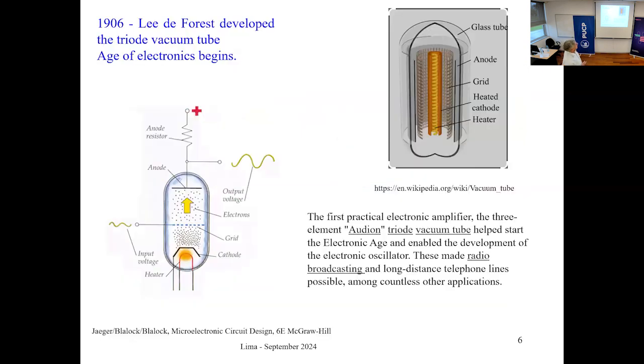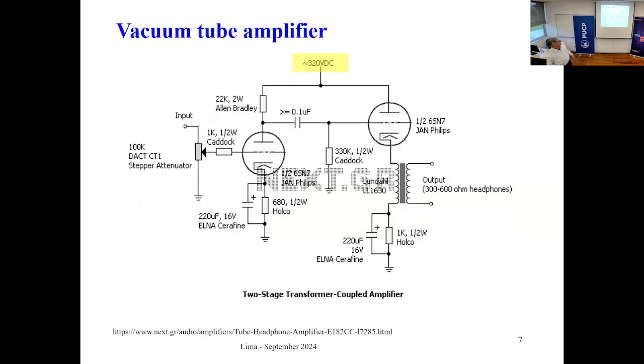After this device, there was another one, which is a triode vacuum tube. A grid was introduced, and this grid can modulate the flow of electrons from the cathode to the anode. Then you have the possibility to amplify a signal. This signal at the grid can be amplified at the plate of this vacuum tube.